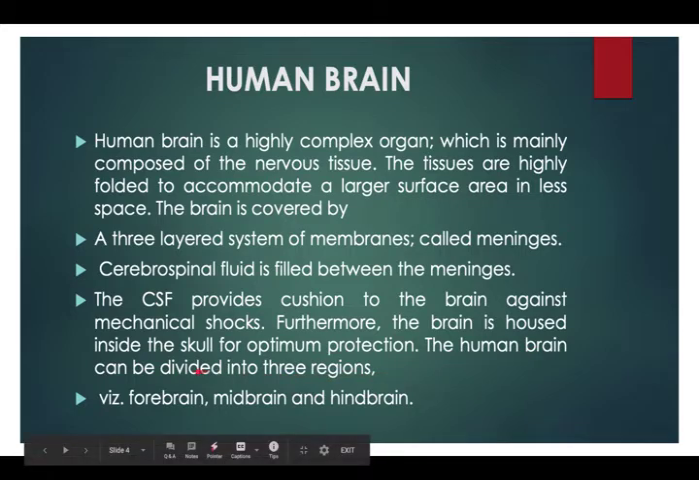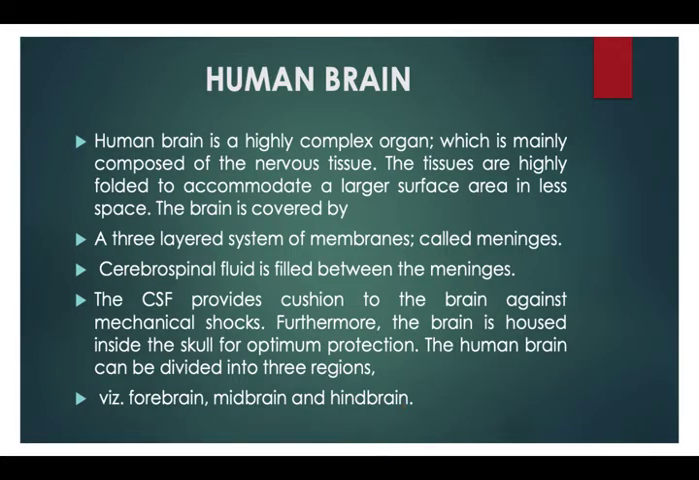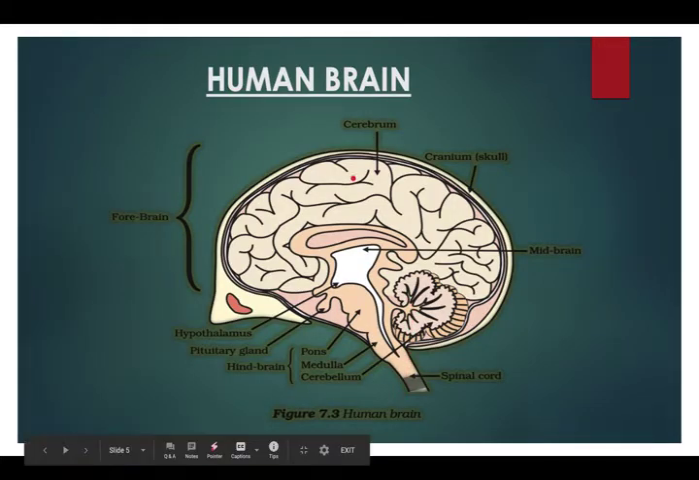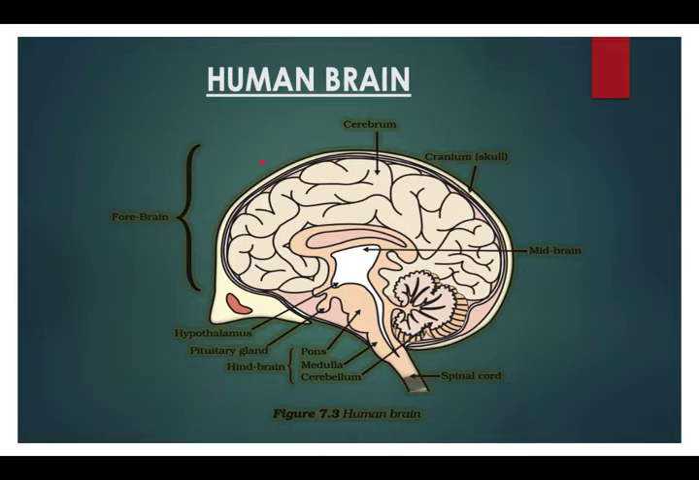And the human brain can be divided into three regions to understand its function: forebrain, midbrain, and hindbrain. In next part, we will talk about the different functions performed by different parts of the human brain. Now here, to understand the different parts of the human brain, or the anatomy or structure of the brain, we will see that diagram here. The human brain is shown in this diagram.